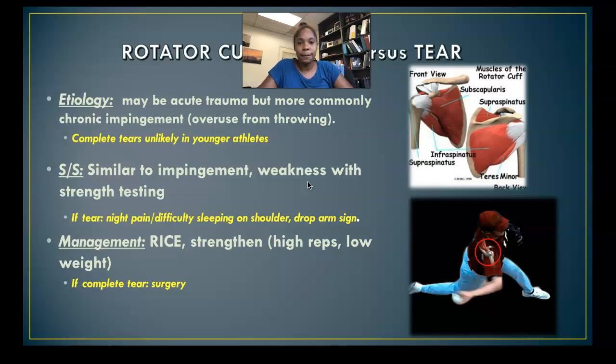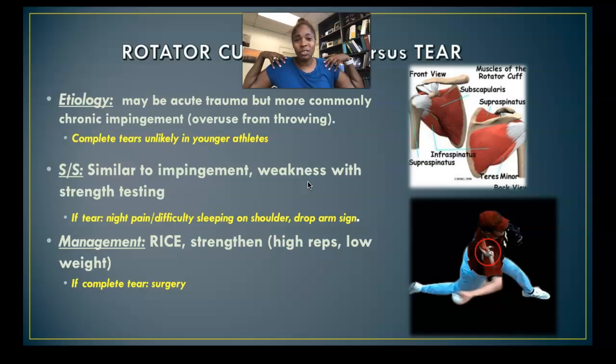In terms of management, it's pretty simplistic. We're going to RICE that patient, and then we want to strengthen. A lot of times with the rotator cuff, we assume that the rehab should be heavy weights. But in fact, what we know about the rotator cuff is it only takes about 3 to 5 pounds of weight to stimulate it. So you could do high reps and low weights and truly strengthen the rotator cuff muscles.